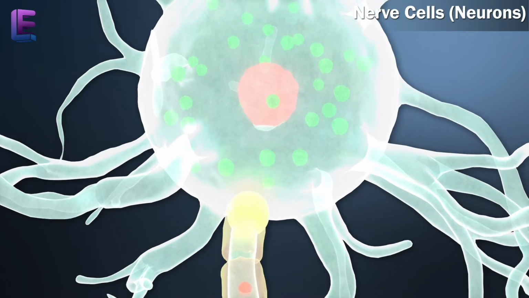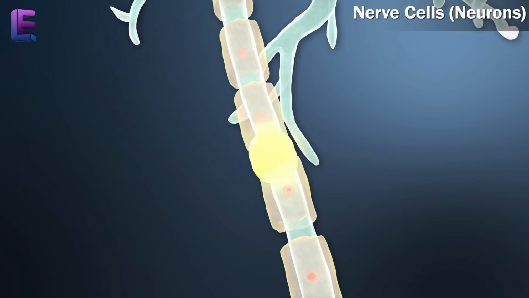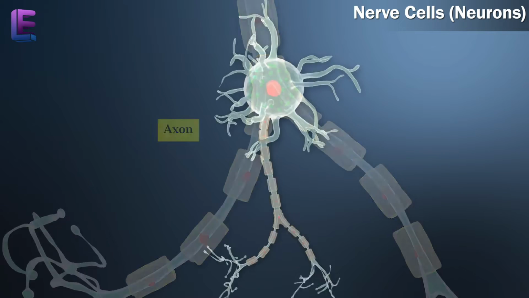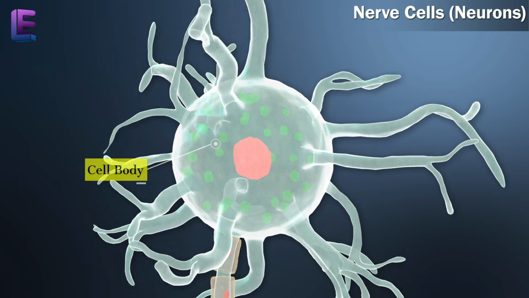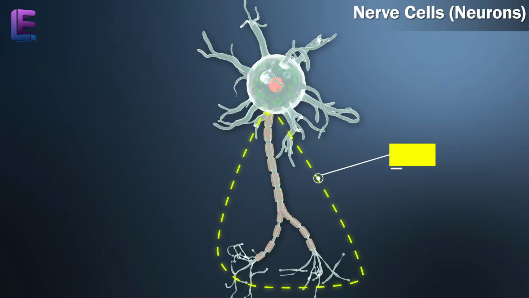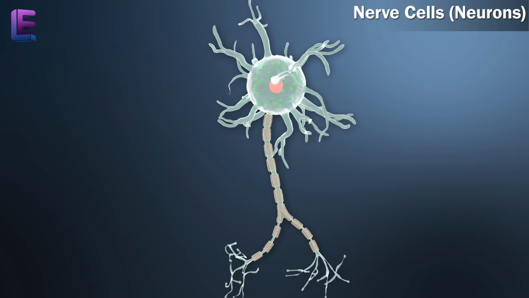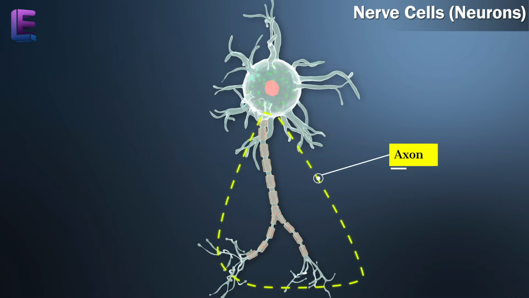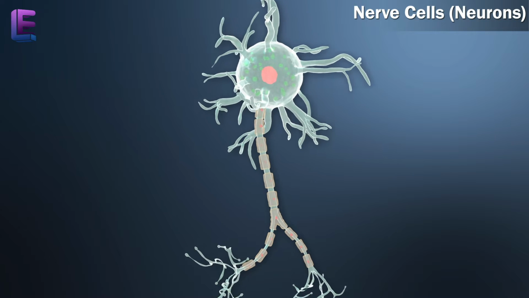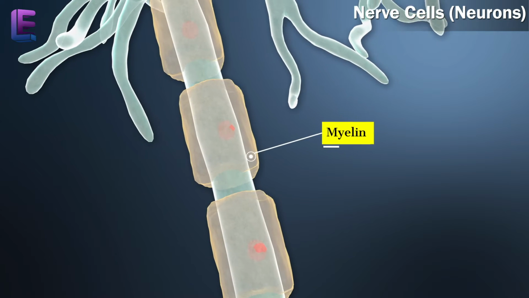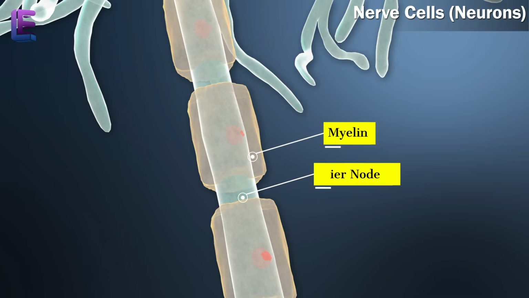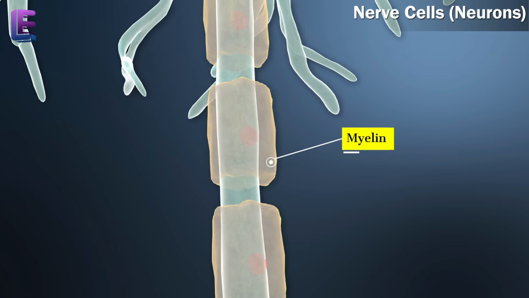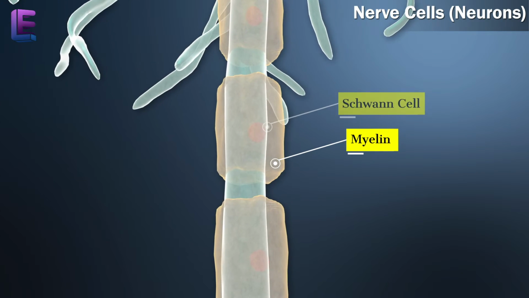When a neuron is suitably stimulated, an electrical disturbance is generated which swiftly travels along its plasma membrane. A neuron contains the cell body, one or more dendrites, and an axon. The neuron is said to have two parts. These are 1. Cyton or cell body. 2. Axon. The part of the axon not surrounded by the Schwann cell and myelin is known as node of Ranvier. Myelin acts as an electric insulator. Schwann cells help in the production of myelin.